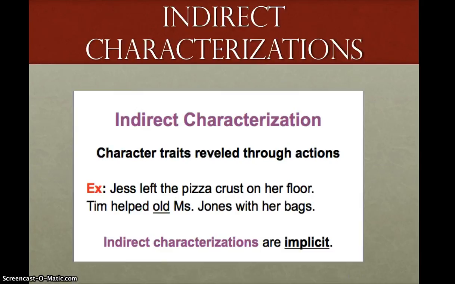Indirect characterization is when the character traits are revealed through their actions. Example 1: Jesse left the pizza box on the floor. We can imply that Jesse is lazy and irresponsible. Example 2: Tim spent all his time with his grandparents. Here we can imply that Tim is helpful, considerate, and very respectful to his elders.